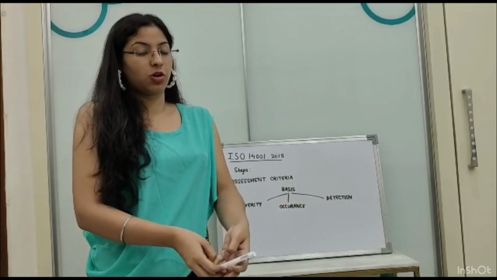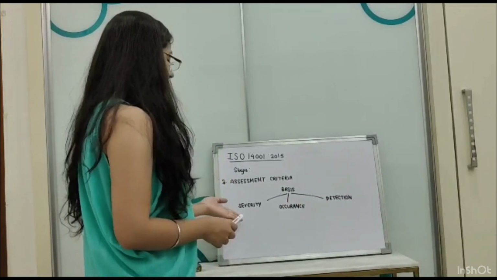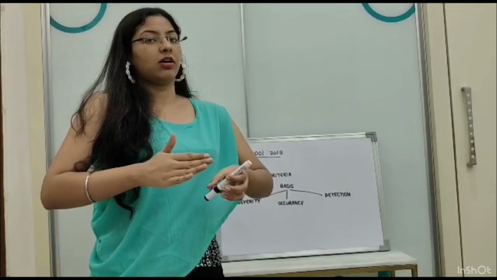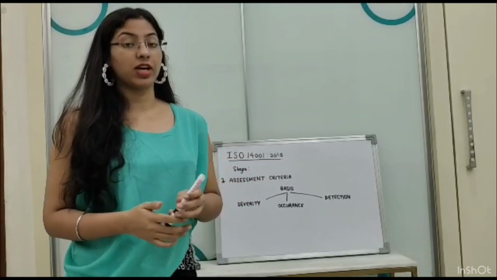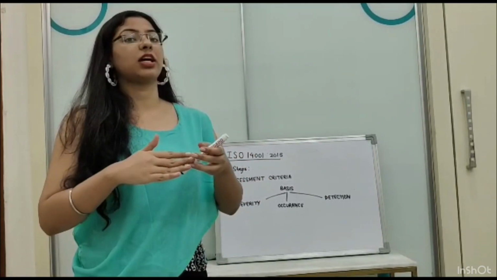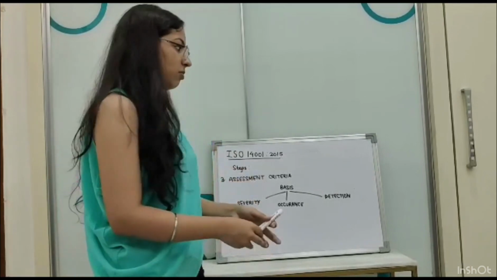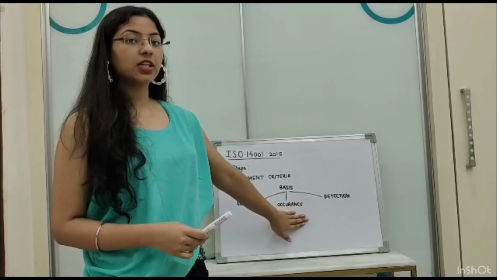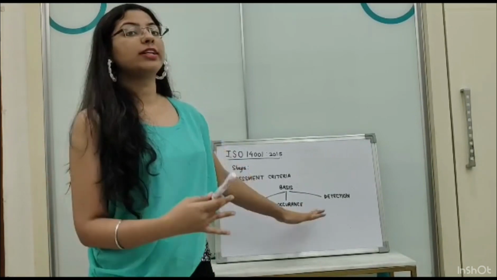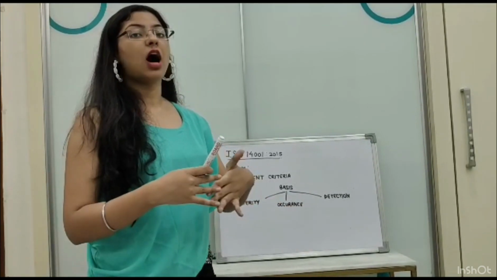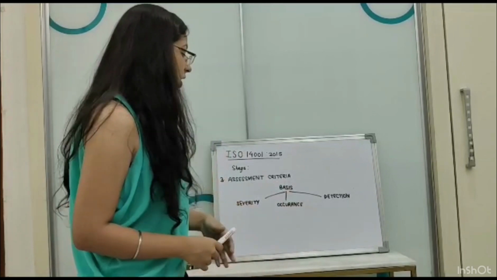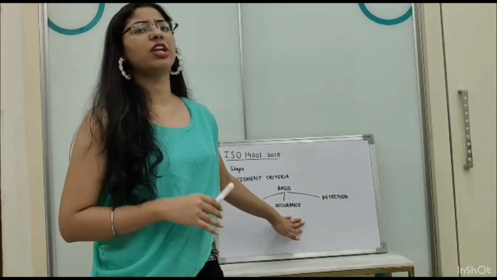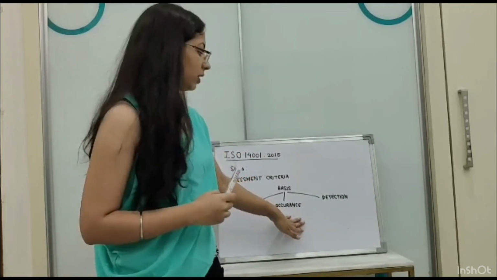Severity is how severe it is, that means if it affects minimally or it has a catastrophic effect on the environment. Next is occurrence, how frequently it occurs, how frequently it causes harm to the environment, if it harms on a daily basis, on a monthly basis, very frequently or less frequently.